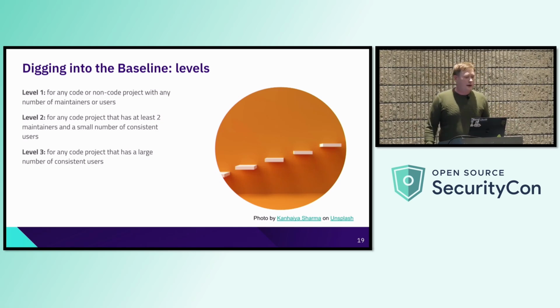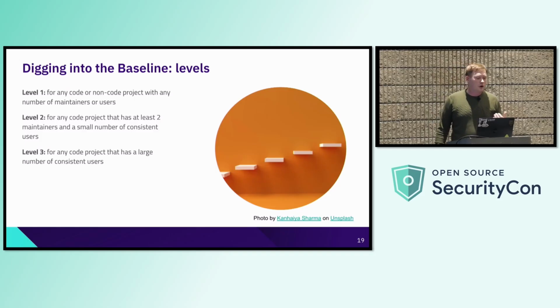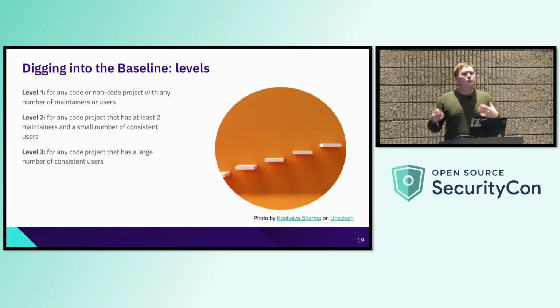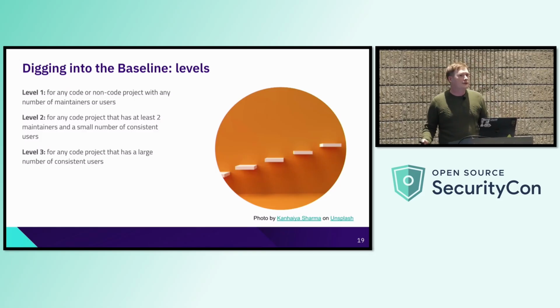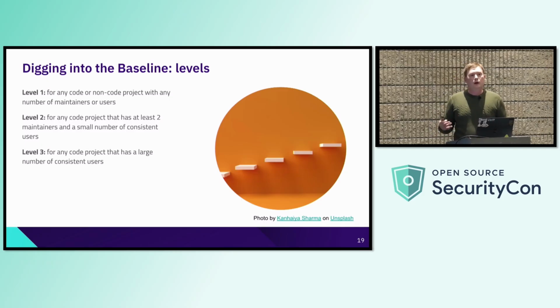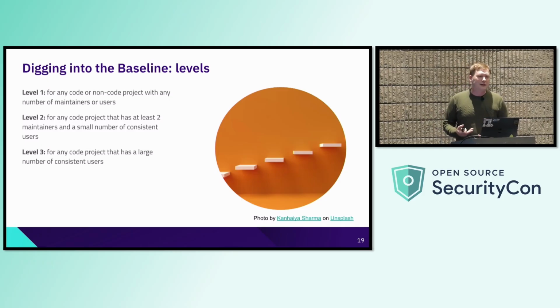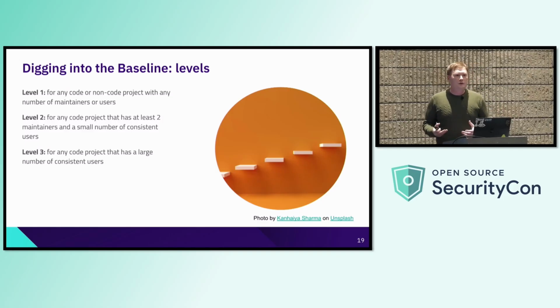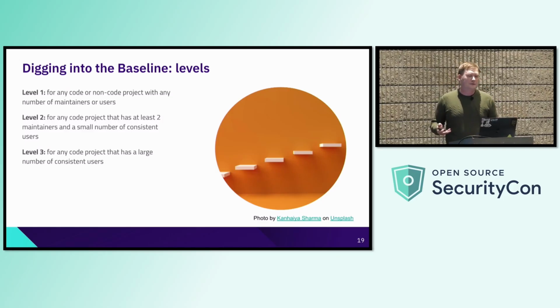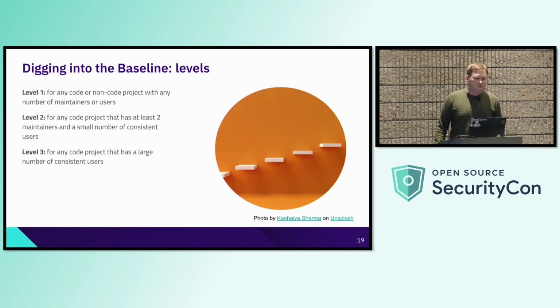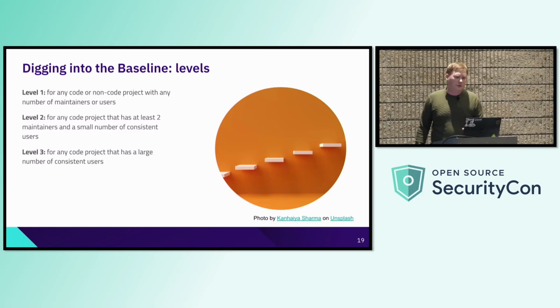And then level 3, we say, okay, anything that has a large number of consistent users, hopefully a large maintainer base, hopefully it's well-resourced, it's owned by or sponsored by companies, a foundation, lots of individual donors, like there's some economic incentive to be able to do some of this stuff at this point. And the strictest stuff falls in level 3.